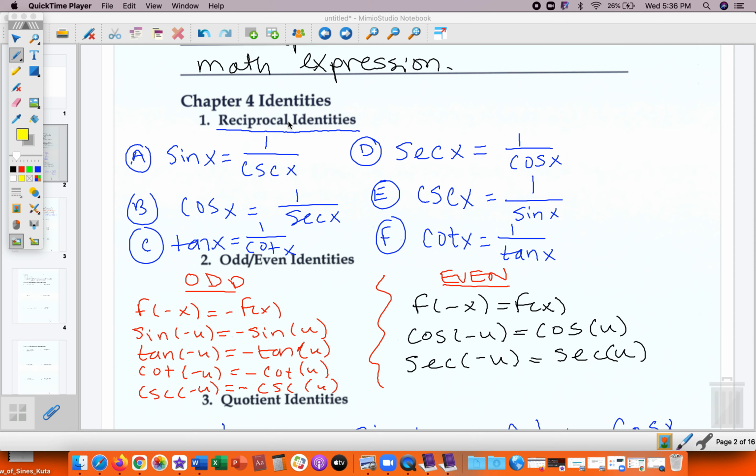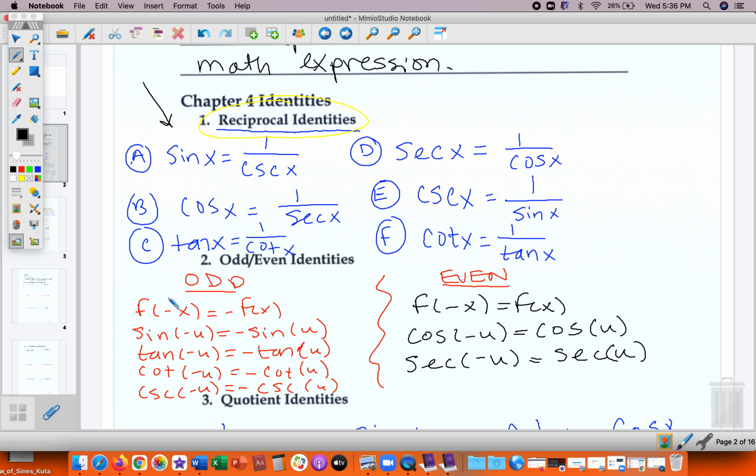Reciprocal identities are seen below. Sine of x equals 1 over cosecant. Cosine of x equals 1 over secant. Tan of x is 1 over cotan. Secant is 1 over cos. Cosecant is 1 over sine. Cotan is 1 over tan. We remember that sine goes with cosecant, cos goes with secant, and tan goes with cotan.